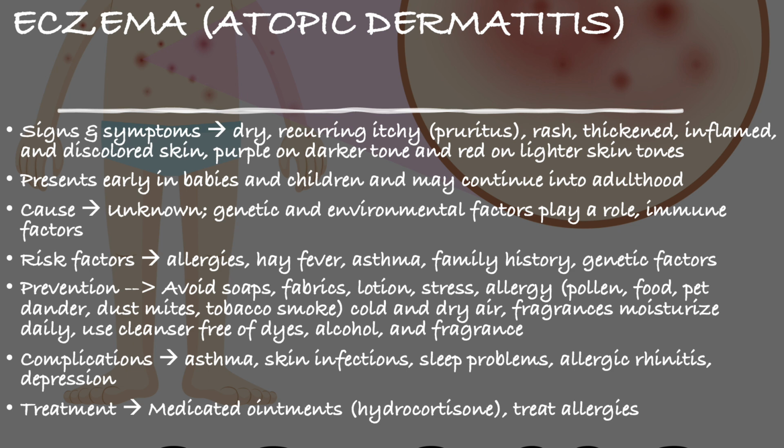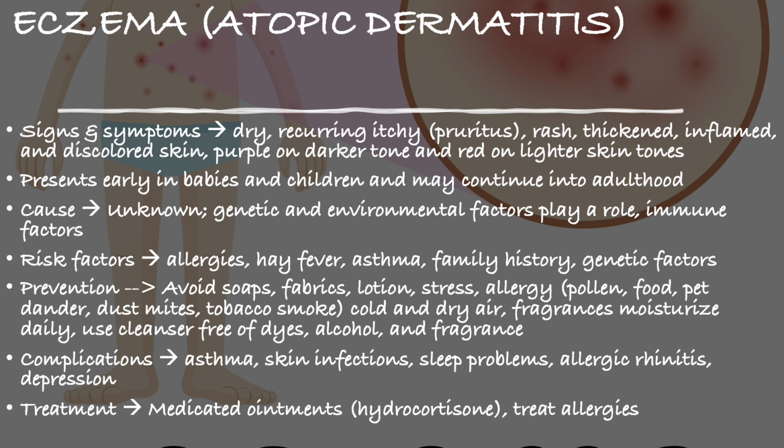So the next skin condition is going to be eczema. The term for eczema is atopic dermatitis. There are various types of dermatitis, so that's why I wanted to make sure I'm talking about atopic dermatitis. I'm still going to talk about contact dermatitis. So what are the signs and symptoms? It's usually going to be dry, recurring, itchy. The medical term for itchiness is pruritus, so I'm going to be using that word also, and constant.